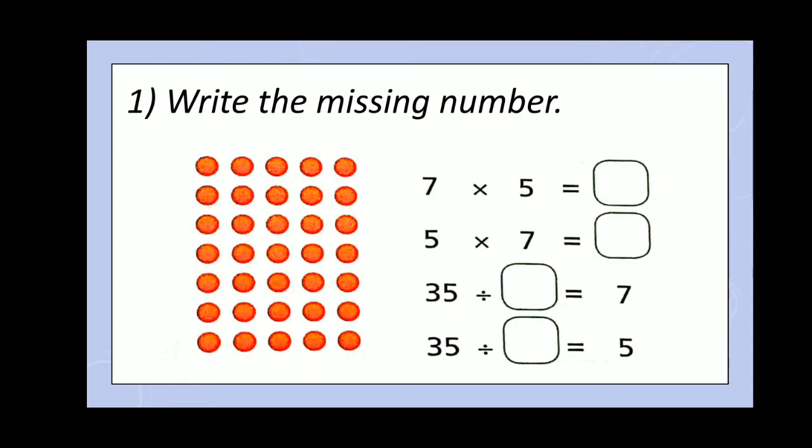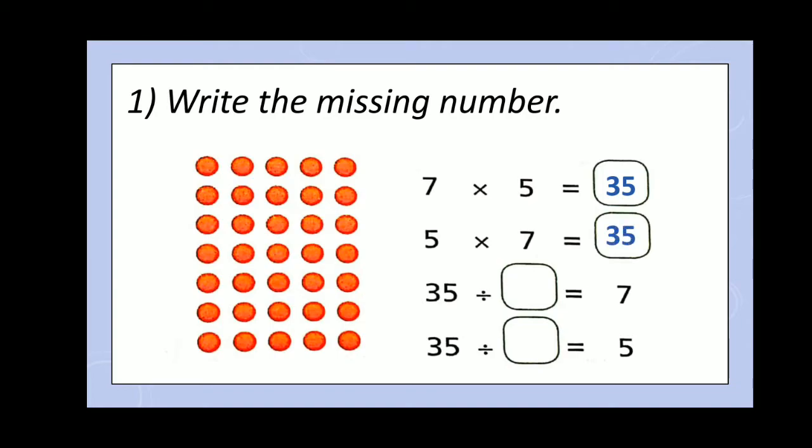Now write the missing number. Hope you all remember the tables. Here you can see 5 columns and 7 rows. Read the table of 7, 5 times. Do you remember the table of 7? So 7 multiply 5 is equal to 35. And when you read the table of 5, 7 times, the answer remains the same. That is 5 multiply 7 is equal to 35.